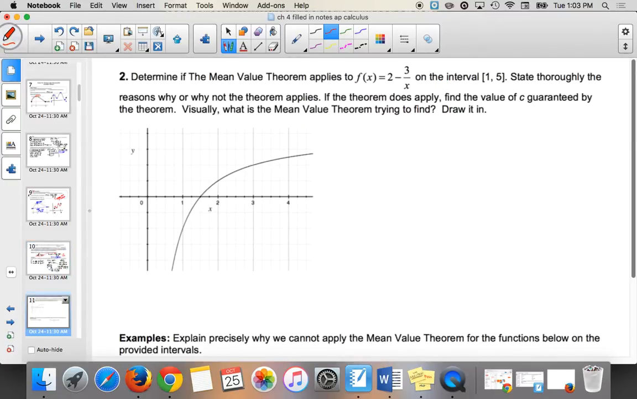All right, so number 2. Determine if the mean value theorem applies to f of x equals 2 minus 3 over x on the interval 1 to 5. So 2 minus 3 over x is not always continuous. So what do you think, Julia?